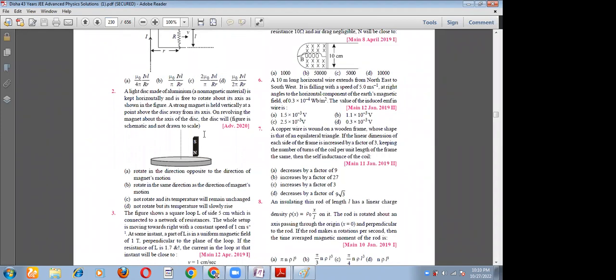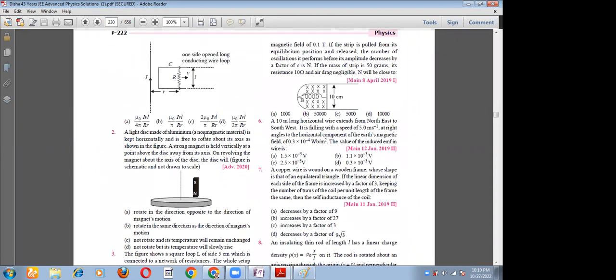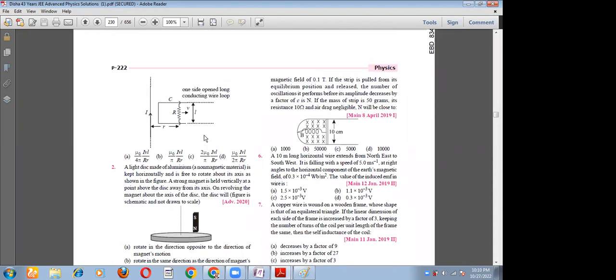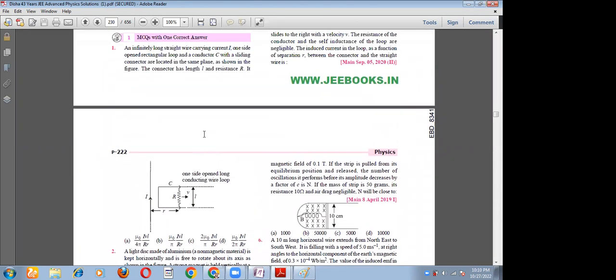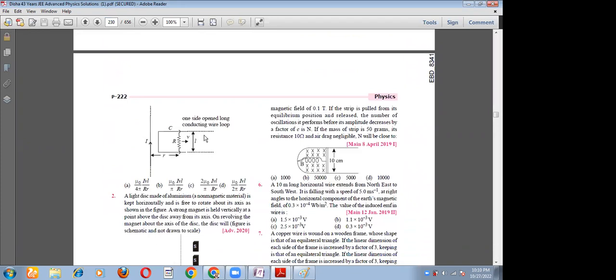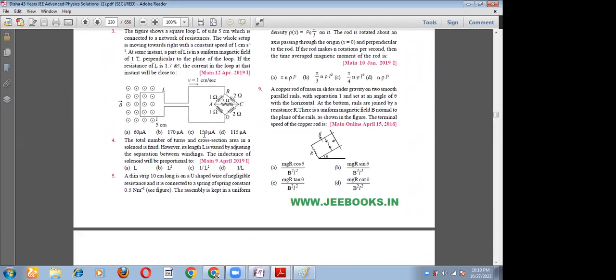Generally we use this lens law to find the direction of current and how to mix it with Faraday's law. So this is how we can solve questions based on this. All right, moving to the next concept.